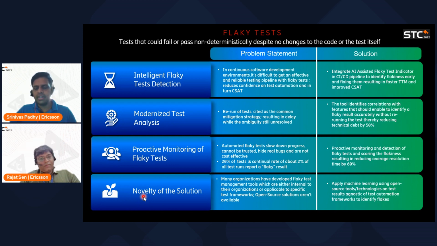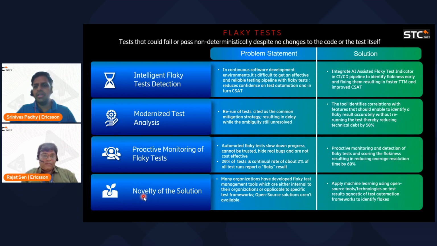So what we did is we tried to apply machine learning using open source tools and technologies on test results, agnostic of test automation frameworks, to identify flakes. The previous problem was that you have to rerun that test to identify the flakiness. In our case, you do not have to rerun that test.